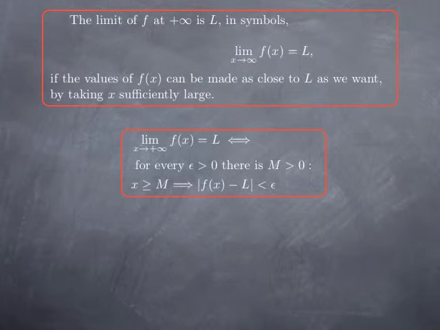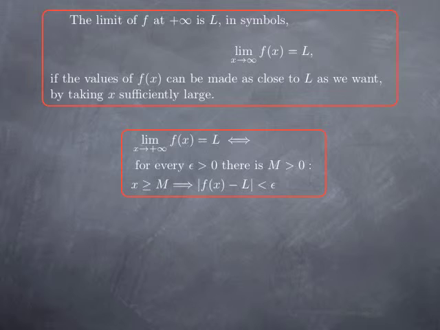So in terms of formal definition, we will say that the limit of f at positive infinity is L if the values of f of x can be made as close to L as we want by taking x sufficiently large. So making the values of f as close to L as we want means for any specified distance epsilon, we can make f of x within epsilon of L. By taking x sufficiently large, that means by making sure that x is greater than a specified value. So formally this is how we would translate this definition.